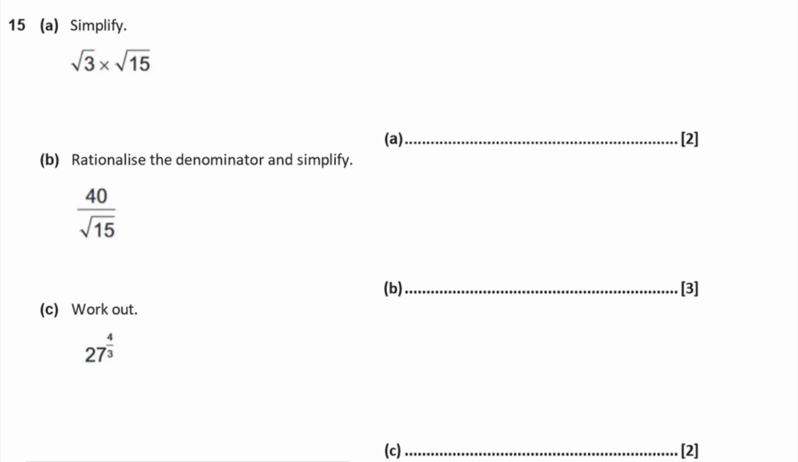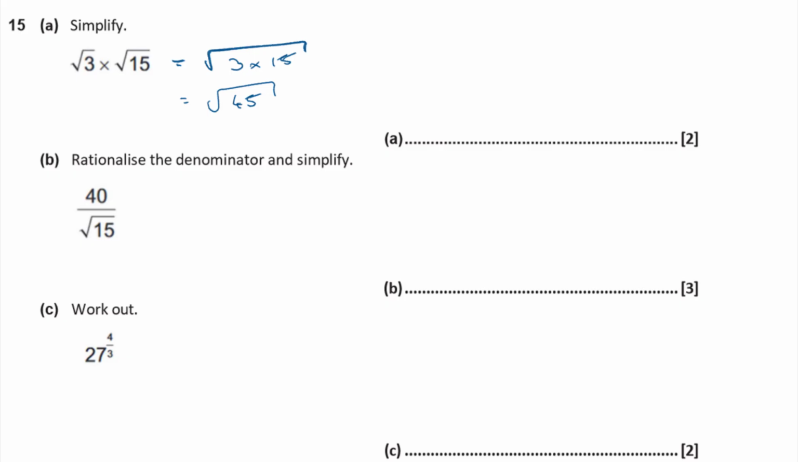Poor bees. Question 15a, simplify root 3 times root 15. Now, if you've got two roots multiplied together, you can combine them into one root. You can just put the two numbers under the same root symbol like that. So that's the same thing as root of 3 times 15.